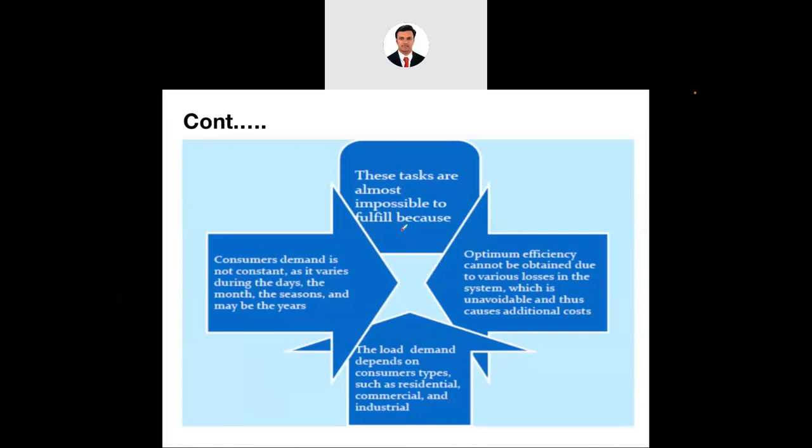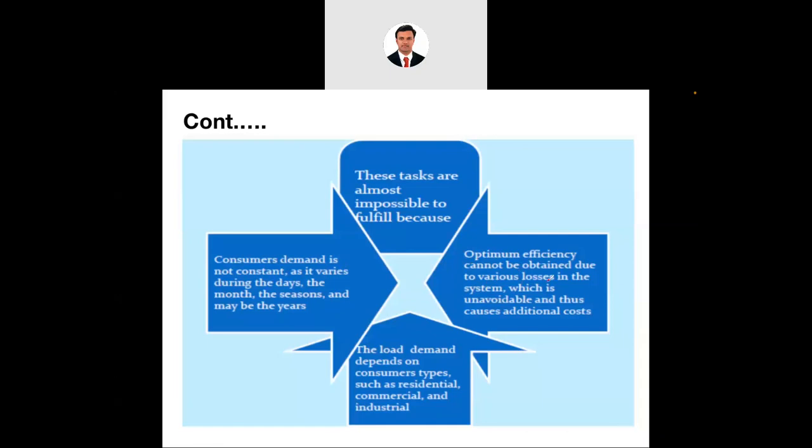Now, whenever we are fulfilling the demands of the consumer, we also have different difficulties. Okay, the first challenge is that the consumer demand is not constant. Over time it varies during the days, during the month, during the seasons, during the year. So the consumer demand is not constant. So we have to design or plan the working of the power plant based upon that demand, or we can use forecast methods to forecast the requirement of the consumer.